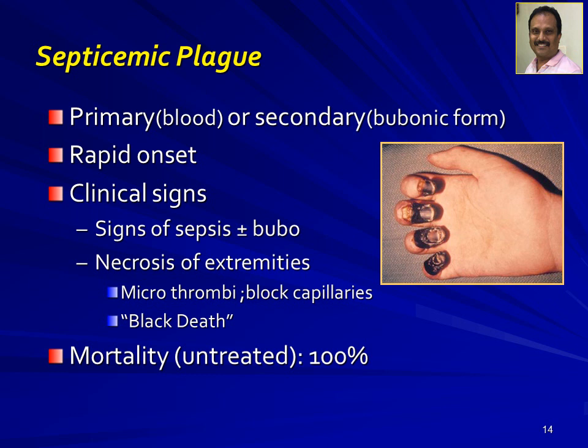And next one is the necrosis of extremities. There you can see, on the right side, the fingers, how they necrosed and turn black because of the microthrombi formation in the vessels, which blocks the capillaries and results in a kind of gangrenous formation. That's why it's known as black death. In untreated cases, mortality would be 100% of the cases.